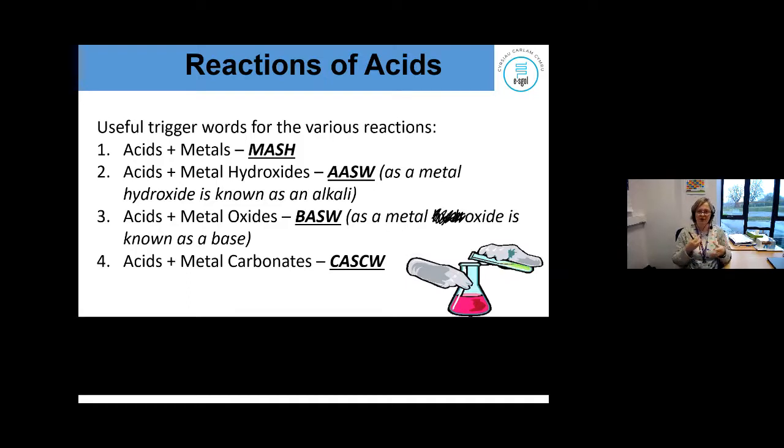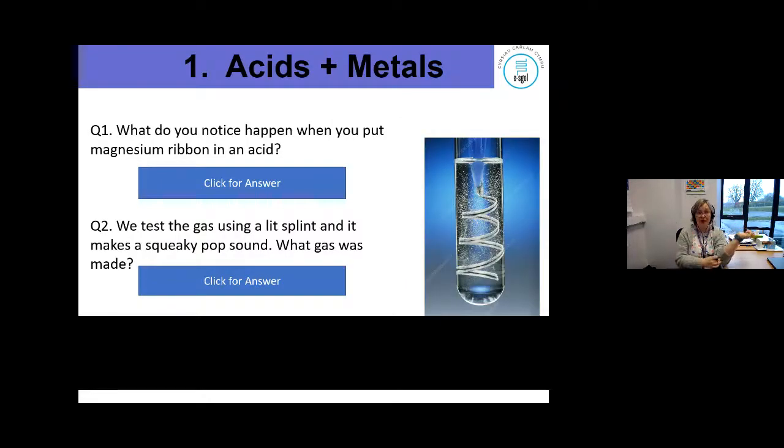Okay, if you have some sort of trigger word, it will just help you be able to recall the correct equation at the correct time. Okay, and it stops you confusing the products of what it makes. So if I go to the first one, MASH, it's really important here that you have a sense of what you're looking for as well, because one of the common questions that might creep up is what sort of observations would you expect to see?